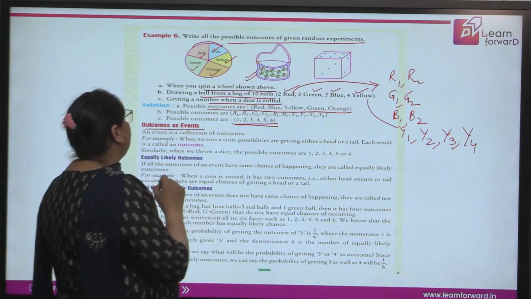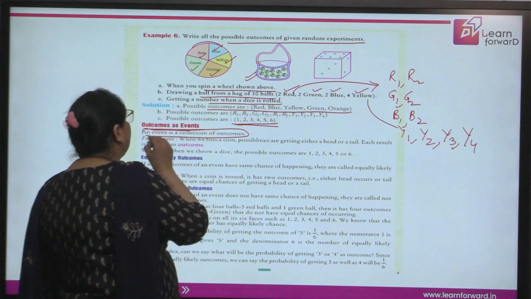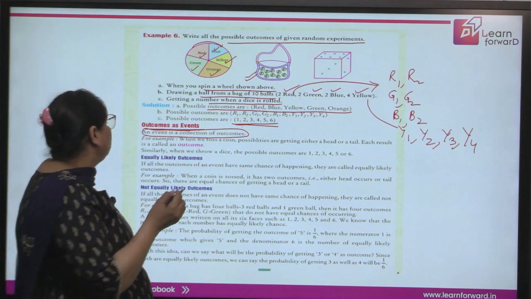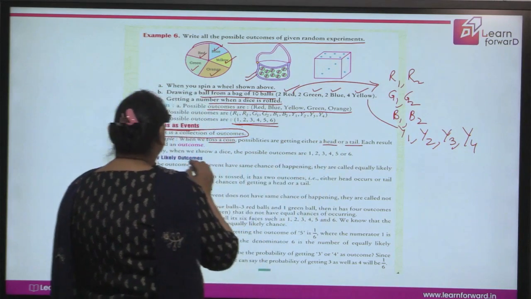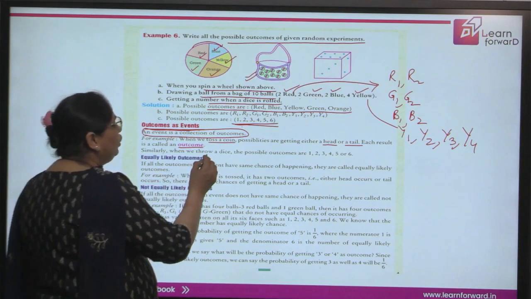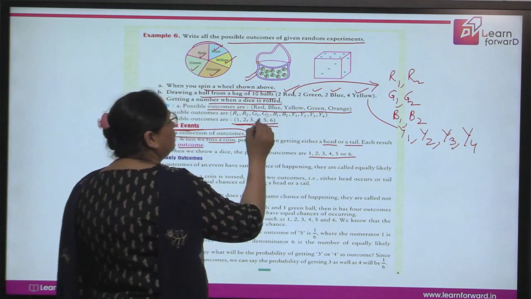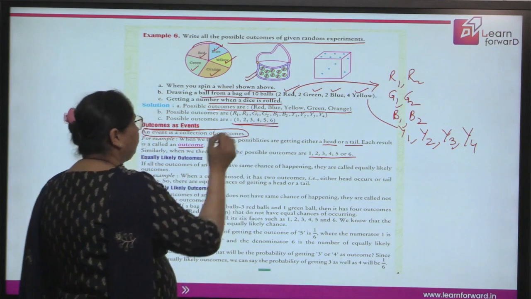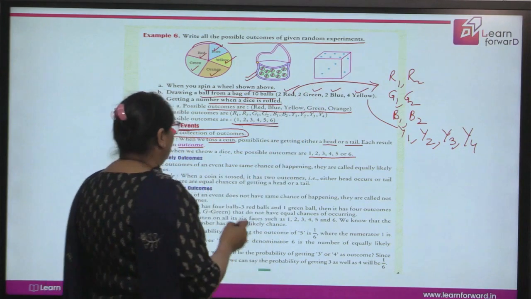Outcomes as events. An event is a collection of outcomes, for example a collection of 1, 2, 3, 4, 5. When you toss a coin, the possibilities are getting a head or a tail. Each result is called an outcome. Similarly, when we throw a dice, the possible outcomes are 1, 2, 3, 4, 5, 6. For the bag, the outcomes are R1, R2, G1, G2 and so on, and for the wheel, the possible outcomes are red, blue, green, yellow, orange.